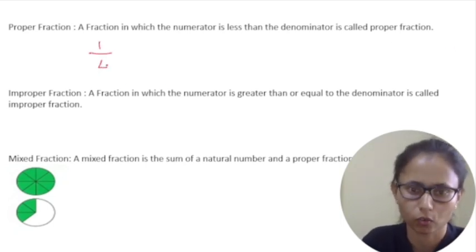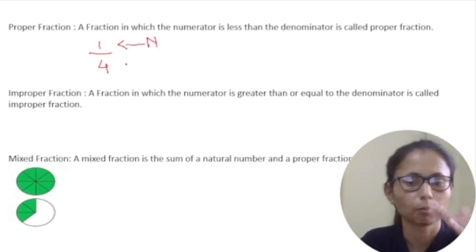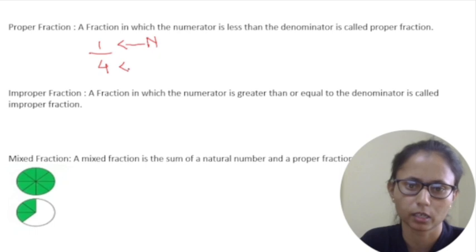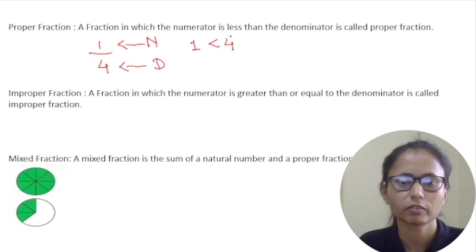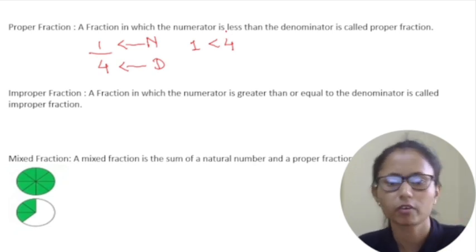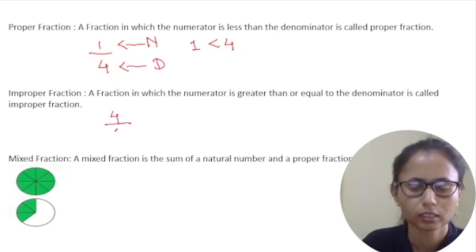So 1 by 4. Here the numerator is what? This one. Above the horizontal line the number is the numerator and below is the denominator. Now this numerator 1 is less than 4. That's why we can call this fraction a proper fraction. Okay. So what about improper fraction? It's just the opposite. So we'll take 4 by 3.